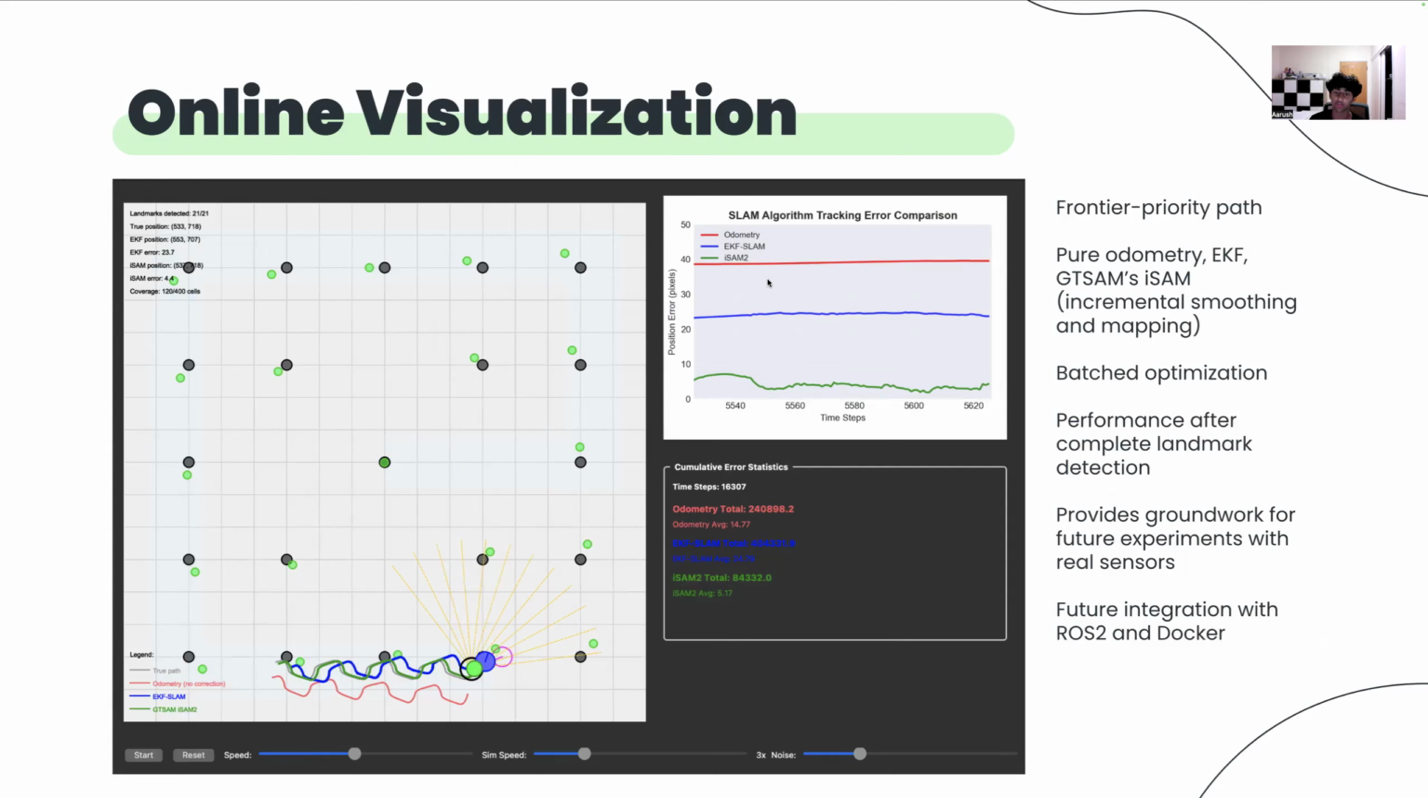This online visualization of SLAM provides groundwork for future experiments with real sensors, since it's very useful. It can also help us integrate. We can also integrate this with ROS2 and Docker in the future.